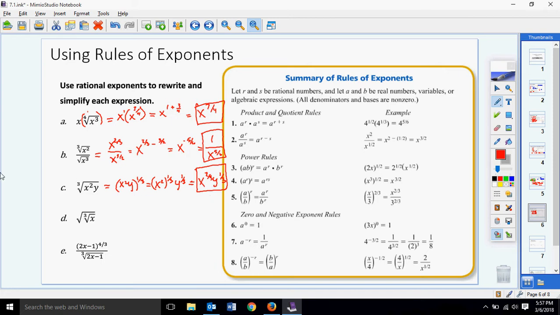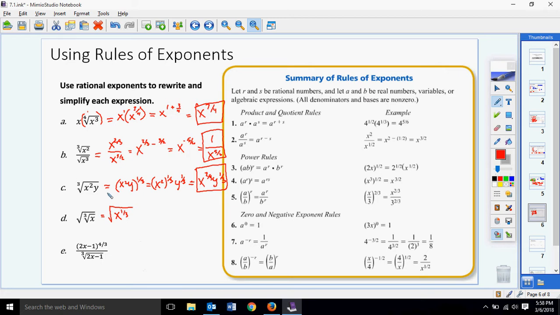Okay, let's go to problem number D. I have the square root of the cube root of x. So let's work inside to outside. Underneath our radical, I have a cube root of x to the first power. So I can write this as x to the 1/3.